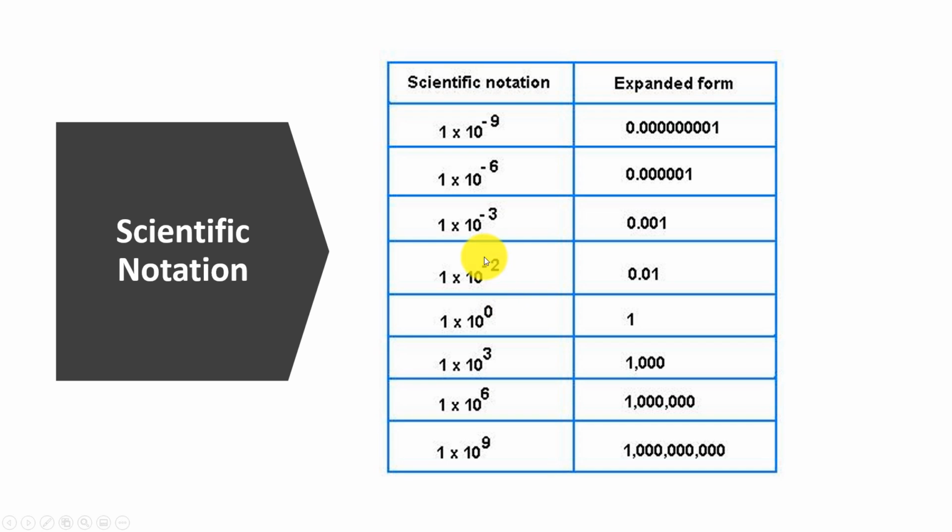Using negative powers, again we start with the 1, and this tells us to move 2 places to the left. So if I move it 1, now it's in front of the 1. If I need to move it 2, I need to add a 0 in front of the 1, and hence we get 1/100th. 1 times 10 to the negative 3 is 1/1,000th, and you see the general pattern. This is a lot easier to work with than this.